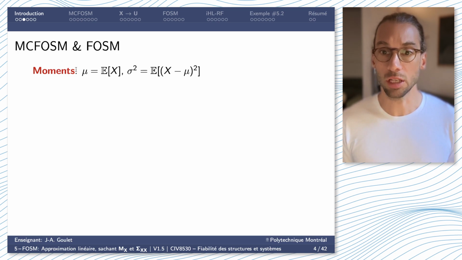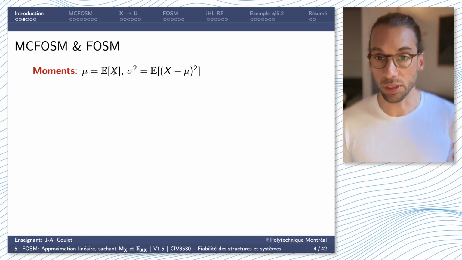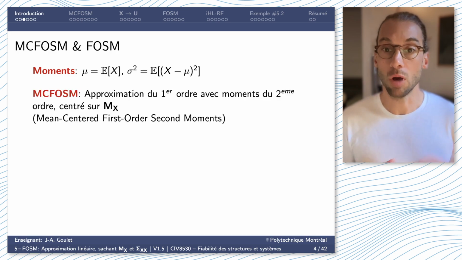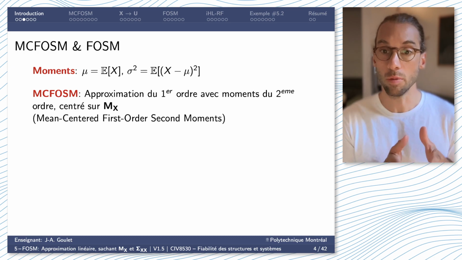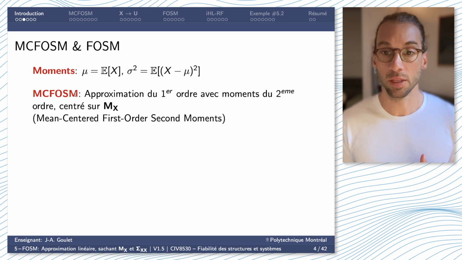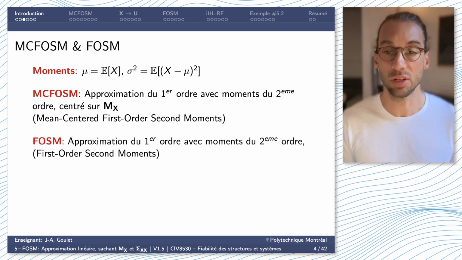The moments we saw in the revision module: the mean is the expected value of my random variable, so it's the moment of order 1. The centered moment of order 2 gives us the variance, so it's going to be the expected value of (x minus the mean) to the power 2. These are the moments we're referring to. So knowing the moments, the mean and the variance, we're going to do a mean-centered first-order approximation using the second moment. This is what MCFOSM stands for.